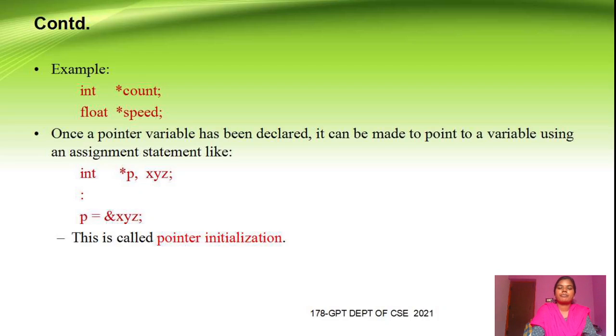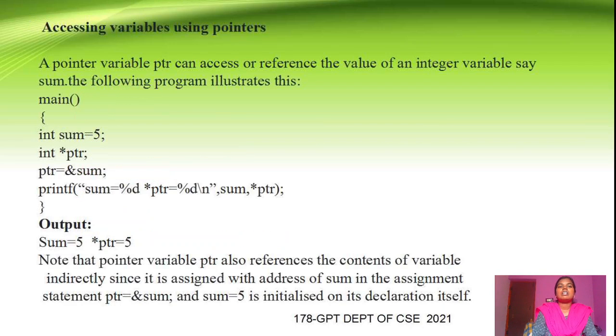That shows the pointer initialization. Next, the concept is accessing a variable using pointers. Here we declare two variables, sum and *ptr. Sum is a normal variable, and *ptr is the pointer variable. Here we assign the address of sum to the pointer ptr. Finally, in the output statement we print the normal variable value and the pointer variable value. The output you will get is sum = 5 and *ptr = 5. Like this, we can access pointer variables in the program.